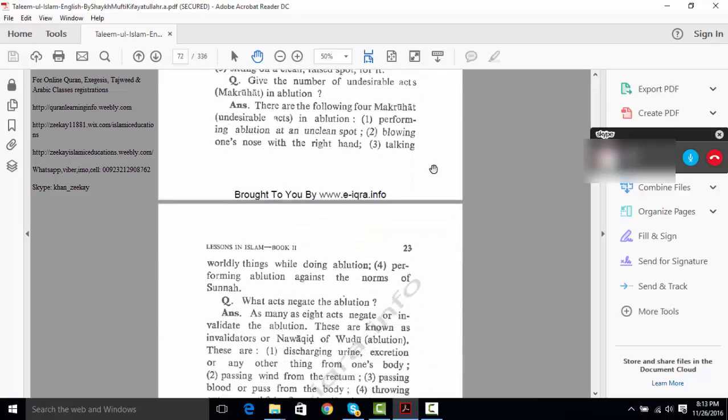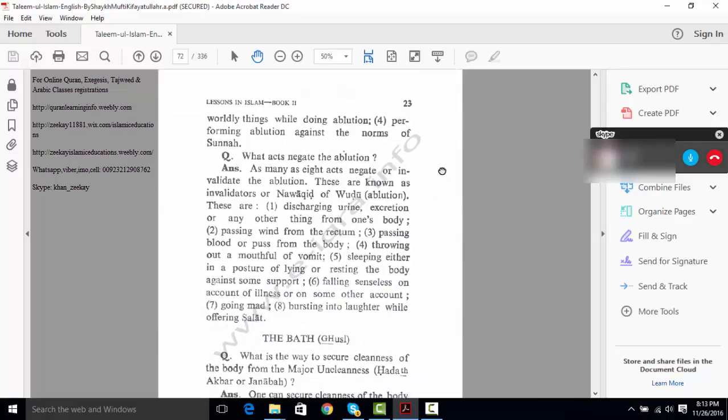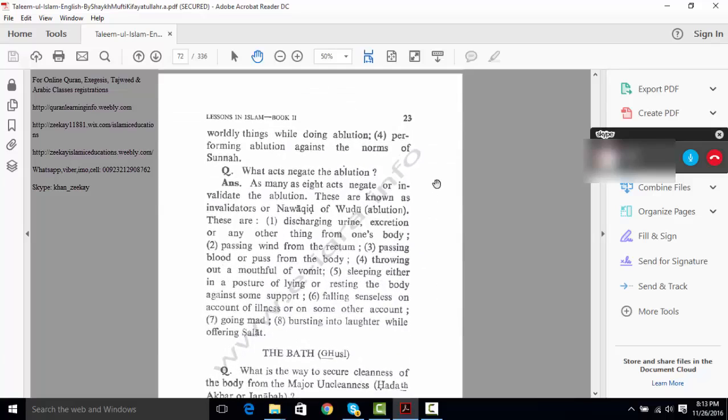Okay, now the next lesson on page number 72. We are starting the next lesson. Question: what acts negate the ablution? So the answer is, as many as eight acts negate or invalidate the ablution. There are eight acts which invalidate your ablution, your wuzu. These are known as invalidators, or in Arabic, nawaqid of wuzu. Understand?